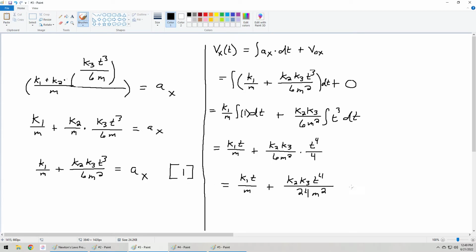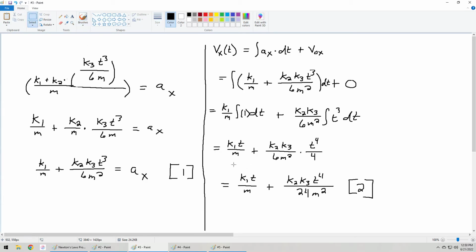And this is going to be the final simplified expression for the x component of the velocity, which I'm going to label as equation number 2. Oof, a lot of work here. Okay, so one more integration on this component, and we'll have the x component of position.